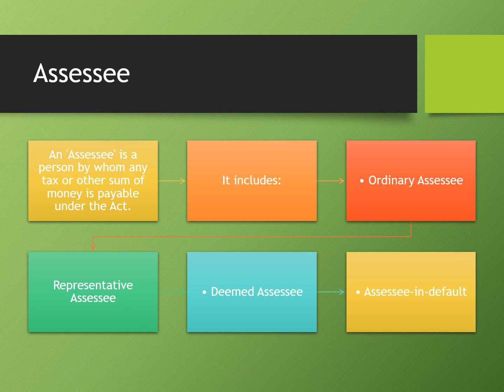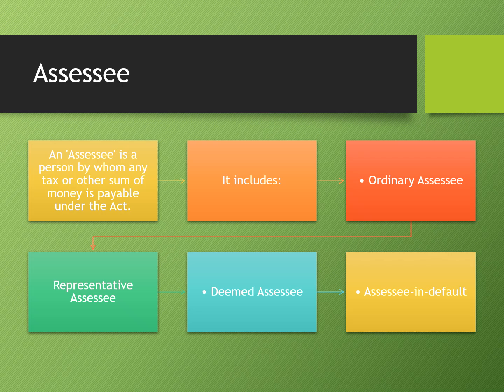And it also includes every person who is deemed to be an assessee under the provisions of this Act, and every person who is deemed to be an assessee in default under this provision of this Act. So mainly, if we see, then assessees are of 3 types. First one is ordinary assessee, second one is representative assessee or deemed assessee, and third one is assessee in default. Now, who is an ordinary assessee? Ordinary assessee is a person against whom some proceedings under this Act are going on. It is immaterial whether any tax or other amount is payable by him or not. Such type of assessee is known as ordinary assessee.